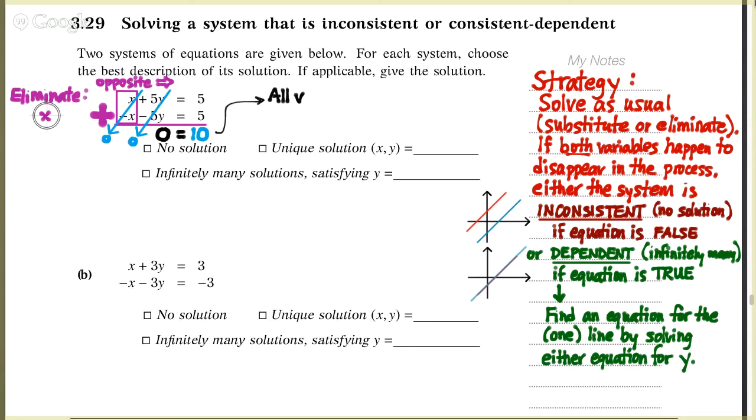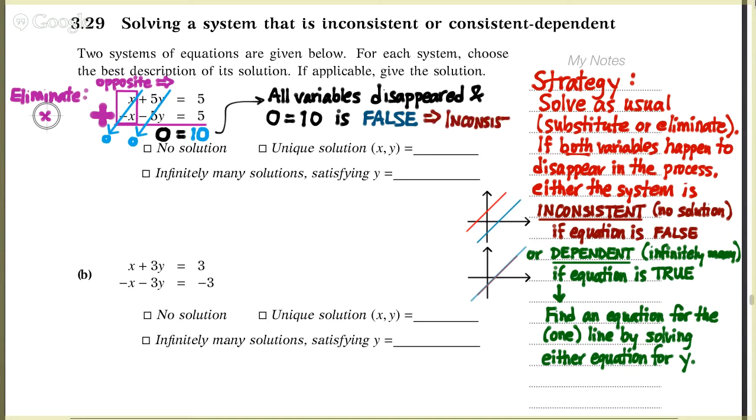Well, what do we know about that equation? Because all of our variables are gone, and we have an equation, 0 equals 10, which is false. 0 is definitely not equal to 10. That implies that equation is always false no matter what value of x and y we put into it, and therefore our original system must also always be false no matter which x and y we put into it. There is no x and y that can satisfy both of those equations simultaneously. We have an inconsistent system, and therefore we will say that it has no solution.